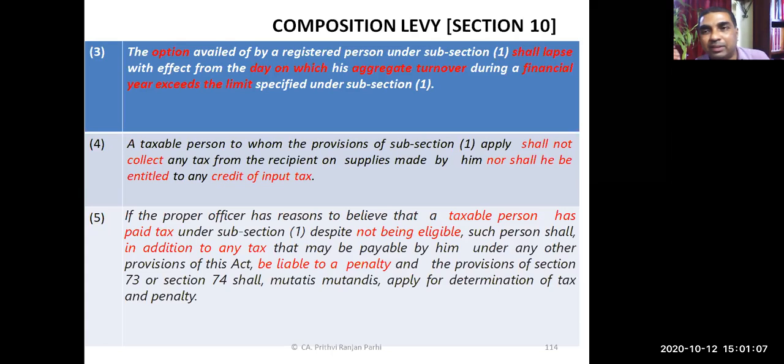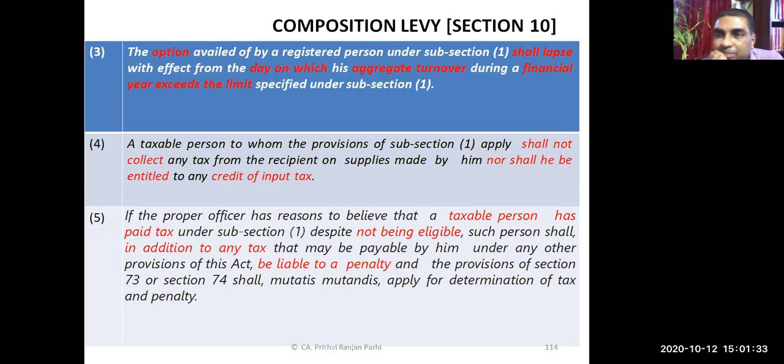He has to notify the department. I'll be telling you what the procedure for that is. Okay, so that is possible. And subsection 4 talks about the taxable person to whom this provision applies shall not collect any tax, that we have already discussed, nor shall he be entitled to credit of inputs. We know that thing.